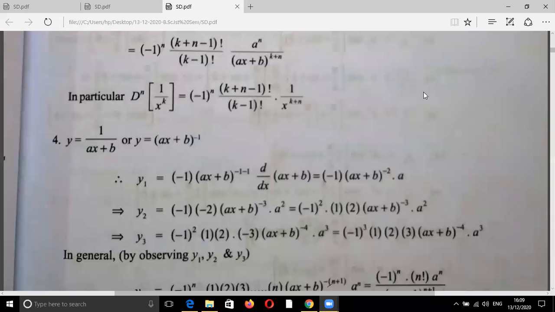Okay, now if y is 1 by (ax plus b), then you have to get the nth derivative. You got here y1 equal to, using x to the power n, the derivative is n x to the power n minus 1. By using that, you are getting here minus 1 into this. Now, if you differentiate this with respect to x, you are going to get y2.